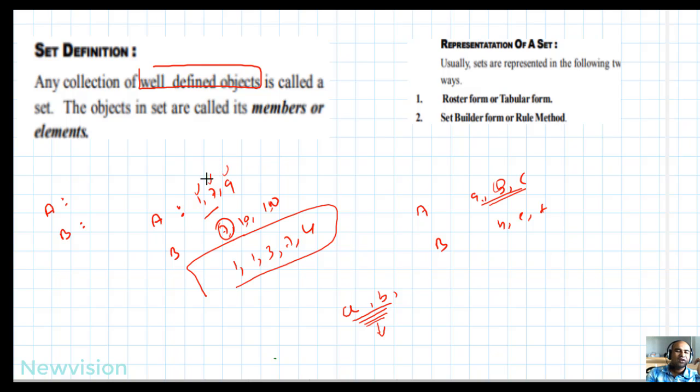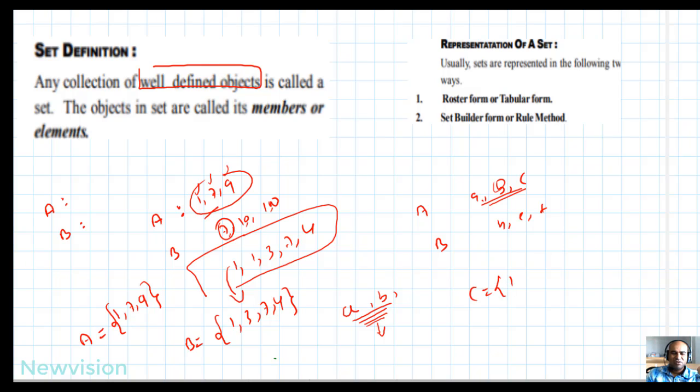After collecting the elements, they should be separated by commas and enclosed by 2 flower brackets. This is a representation of a set. This is said to be set {1, 7, 9}. For example, using these elements, I can make a set {1, 3, 7, 4}. This is another set. Generally, sets are denoted by capital letters: A equal to this, B equal to this. For example, C equal to {1, 7, 1/root 2}. This is one set, this is another set, this is another set.